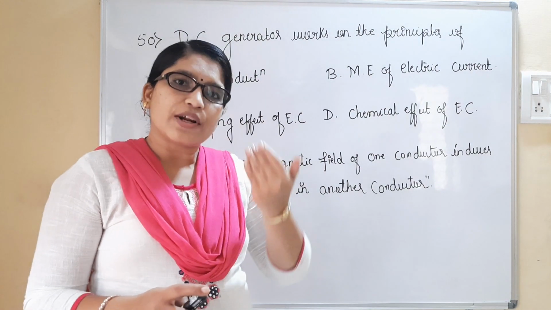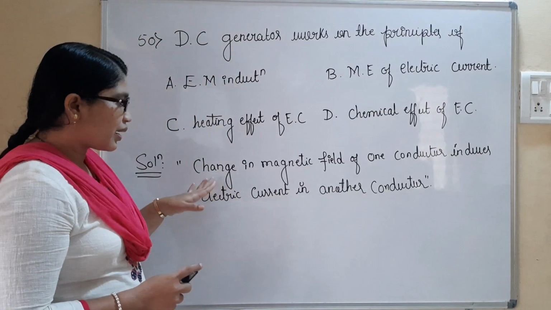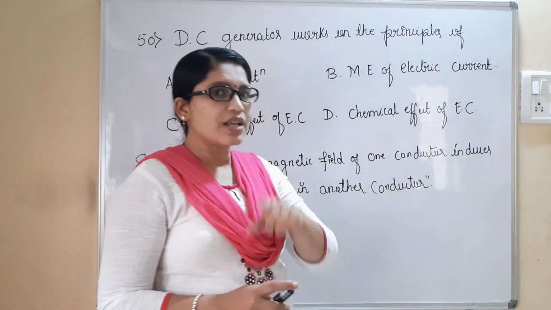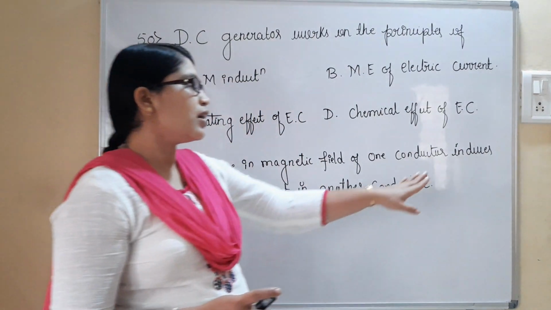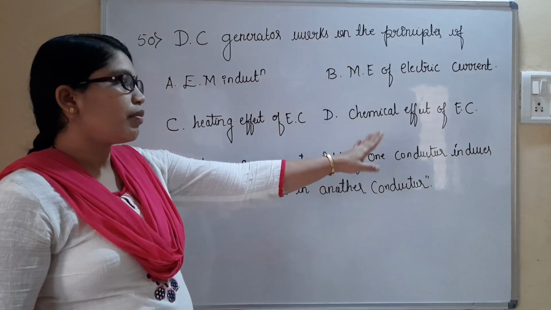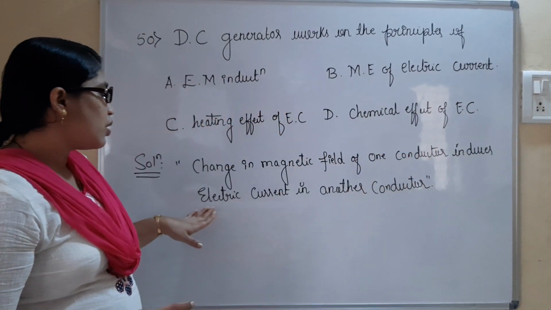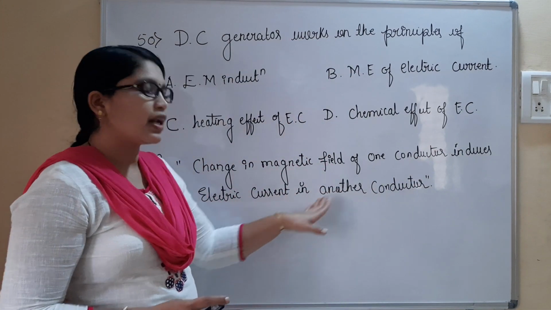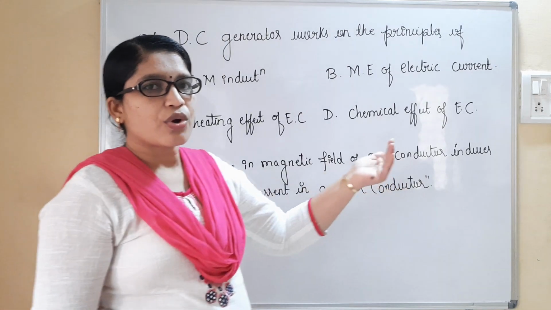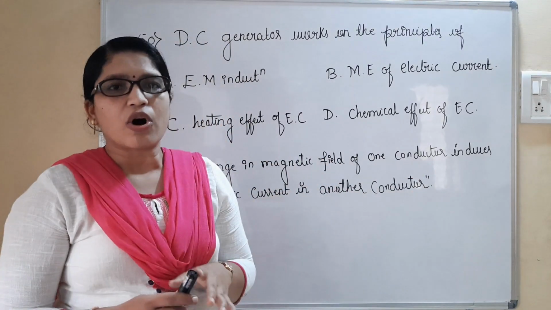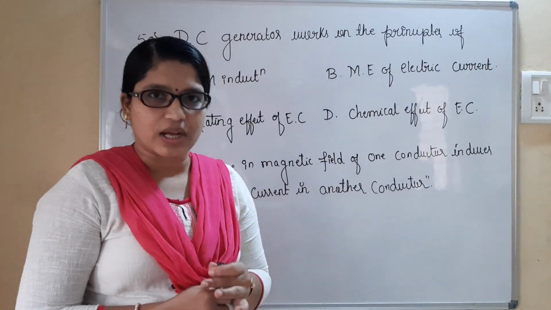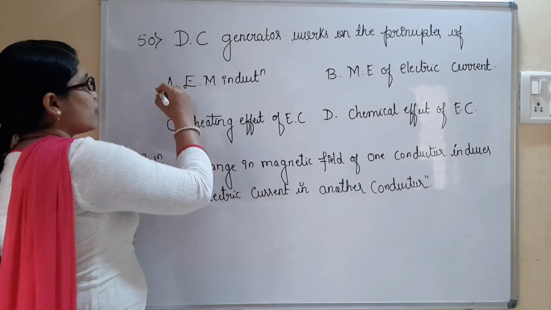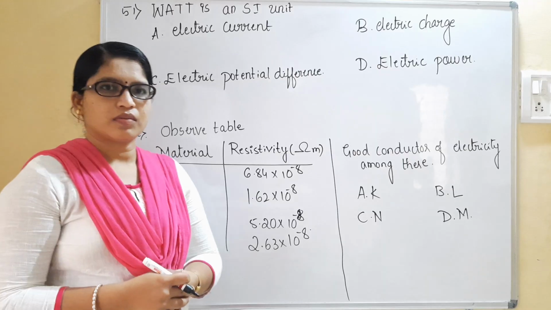What is the meaning of electromagnetic induction? Electromagnetic induction is that the change in the magnetic field of one conductor induces electric current in another conductor. There will be an induction of electric current. So just by seeing the question we can conclude that electromagnetic induction itself is the correct option for this question, that is A.